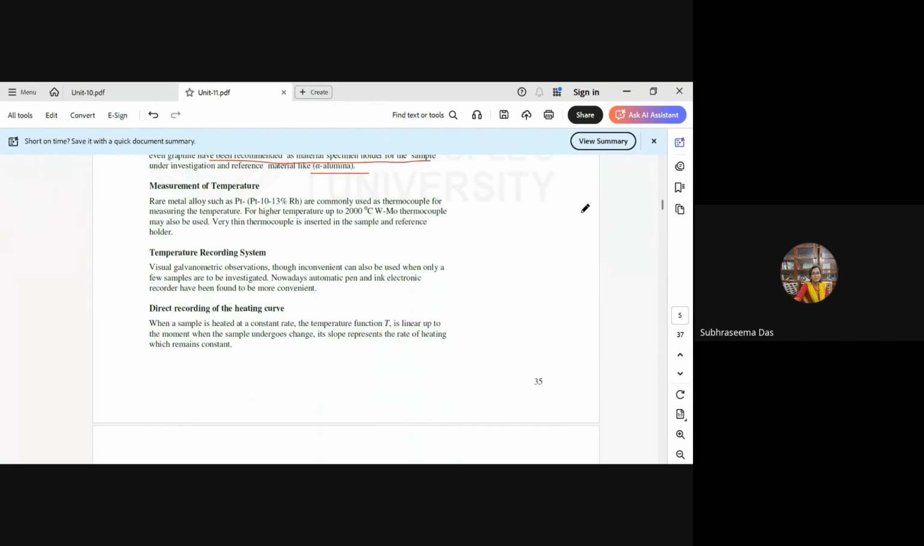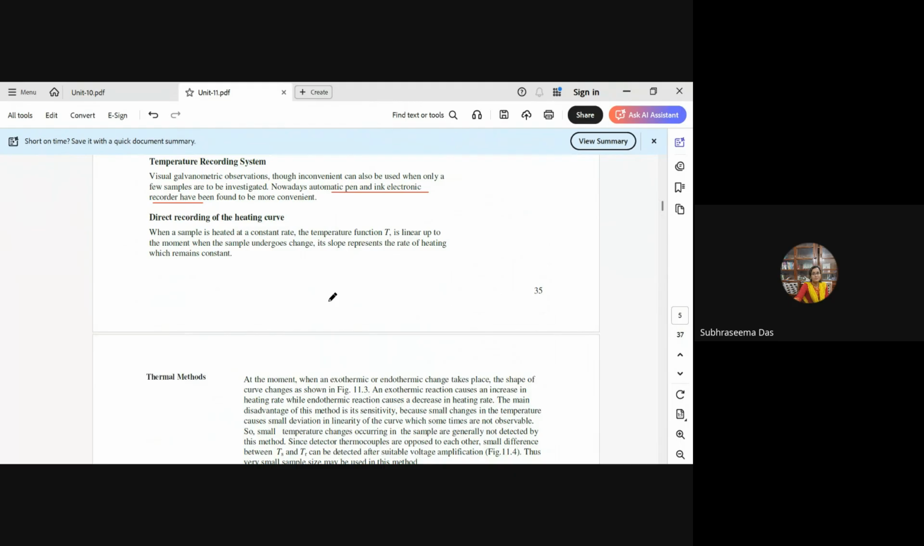Measurement of temperature: rare metal alloys such as platinum-rhodium alloys are used as thermocouples for measuring the temperature. When we need temperatures of more than 2000 degrees centigrade, then a tungsten-molybdenum thermocouple is used. For the temperature recording system, visual galvanometric observations have also been used. Nowadays we have automatic pen and ink electronic recorders. Then direct recording of the heating curve.